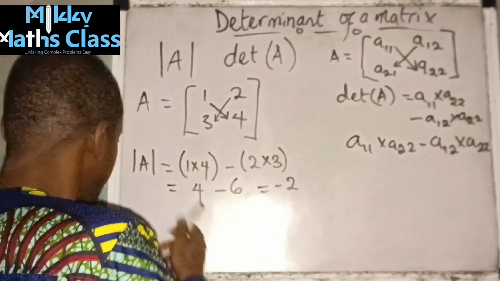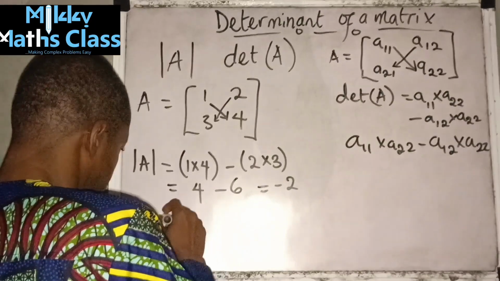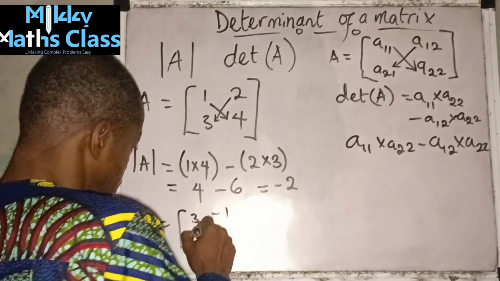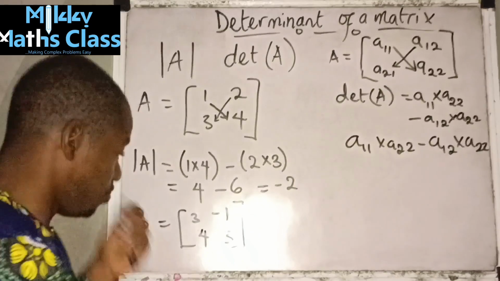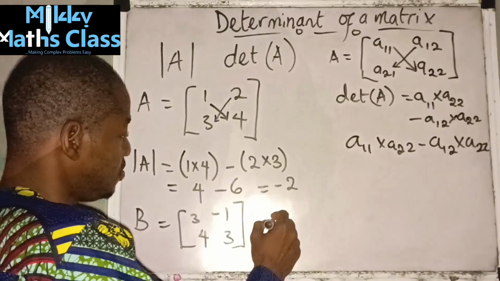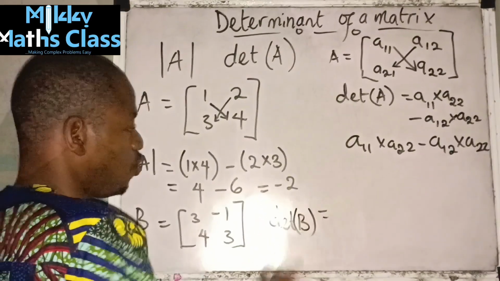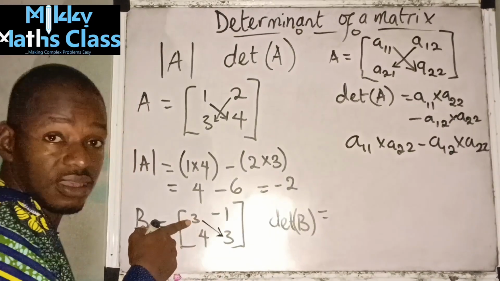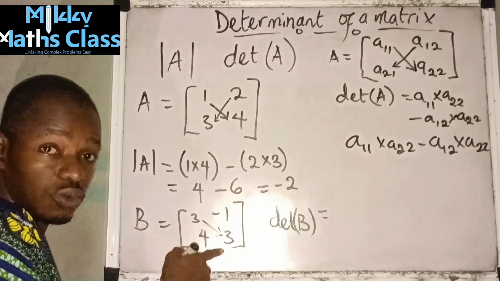Let's look at another example. You could have something like this. Let's say this matrix B is 3, negative 1, 4, and 3. And you are asked to find the determinant. This is also a 2 by 2 matrix. The same way we go. The determinant of B will be equal to this times this. Draw your arrow. The first element, that's row 1, column 1, times this, row 2, column 2.